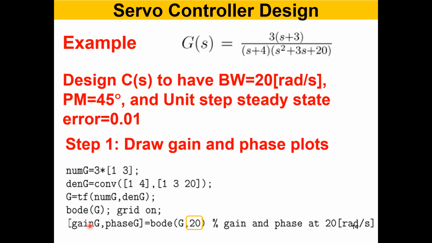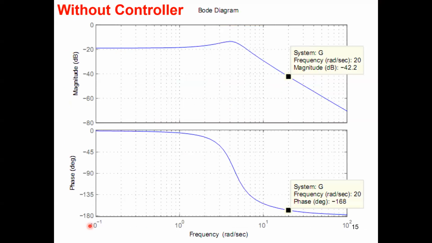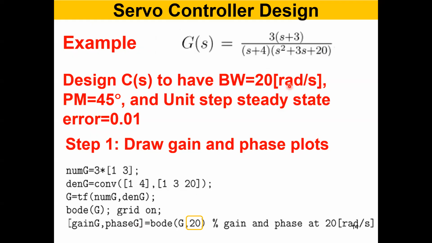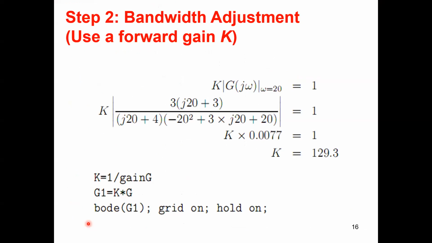You have to watch out for the gain. Gain can be represented two ways, absolute and dB. In the MATLAB plot, it is dB, but in this calculation, it is in absolute form. So all you need to do is get the reciprocal of the gain, that is 1 over gain G, and set it equal to the forward gain. And you modify your plant with this new gain K. So it is K times G now.